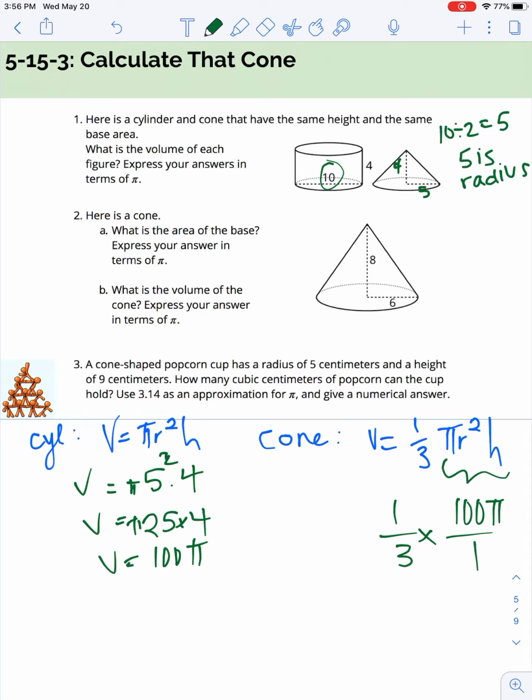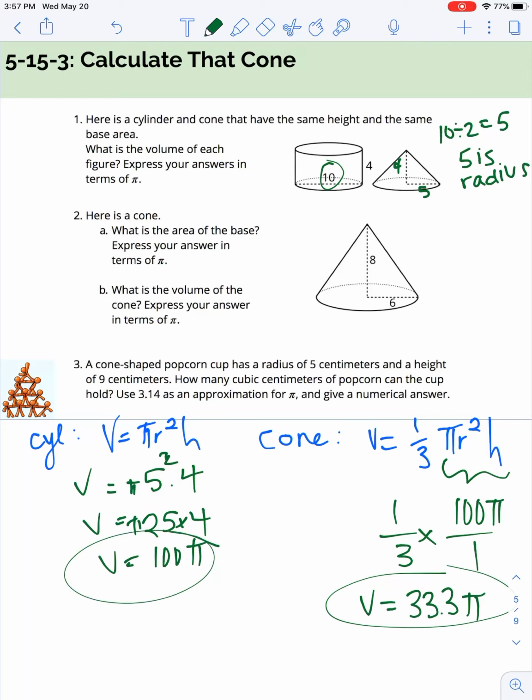Express your answer in terms of pi. Okay, so then 100 split into 3 parts, which I should probably just know off the top of my head, but for some reason I cannot think of it right now. So I'm going to use my calculator. Oh, that's because it's a decimal. 33.3. So 33.3 pi would be the volume of your cone. Okay, I think that's all we needed for that part.